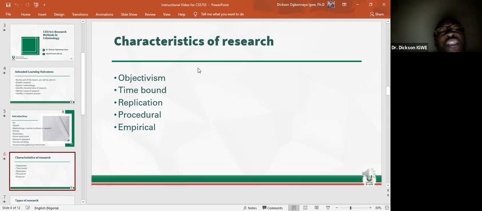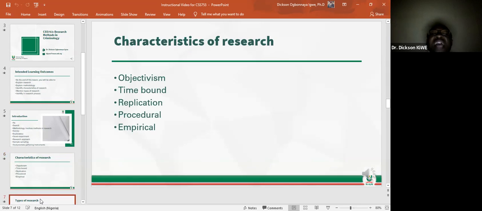Another one is procedural. Research is procedural. No matter how you look at research, it is a process, but full of procedure. And these procedures are bound in methods. And then research is empirical. Empirical in the sense that it is numeral, it is verifiable, it is reliable, it is valid. Its validity is not debatable once it follows the right procedure. So those are the characteristics of research.